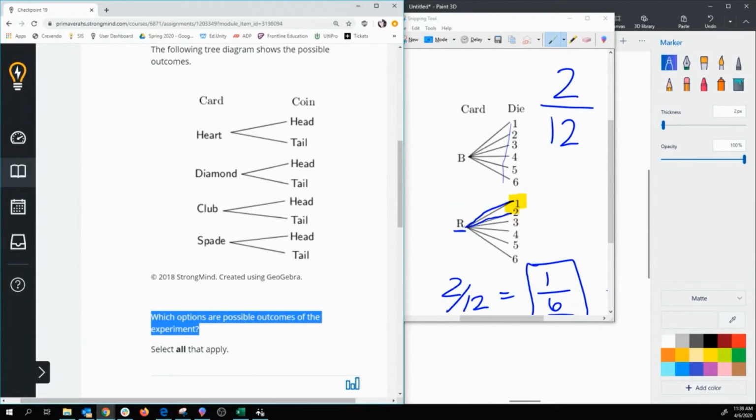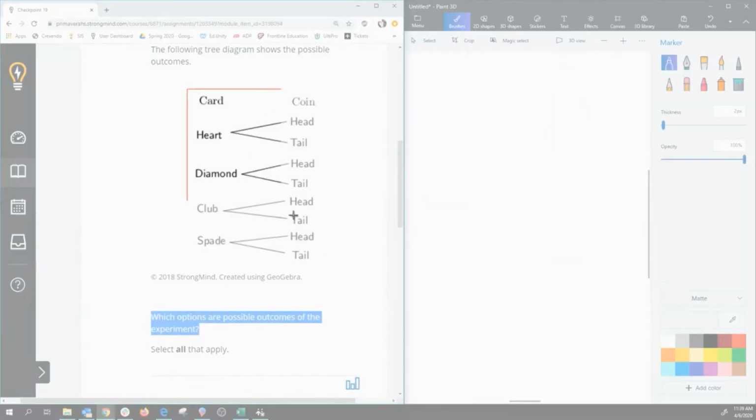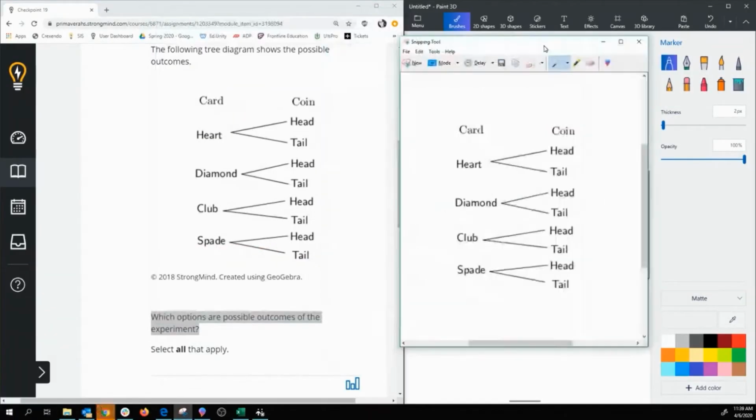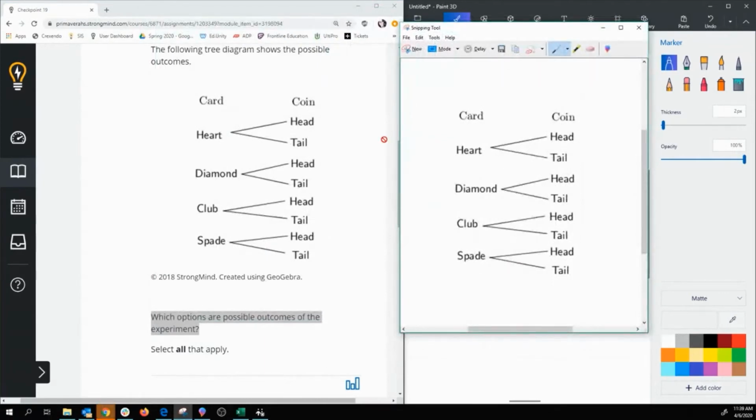Kristen's got it. Aaron's good. Dawson's ready. Oh, it looks like Junior might have accidentally left. Maybe he'll pop back in.